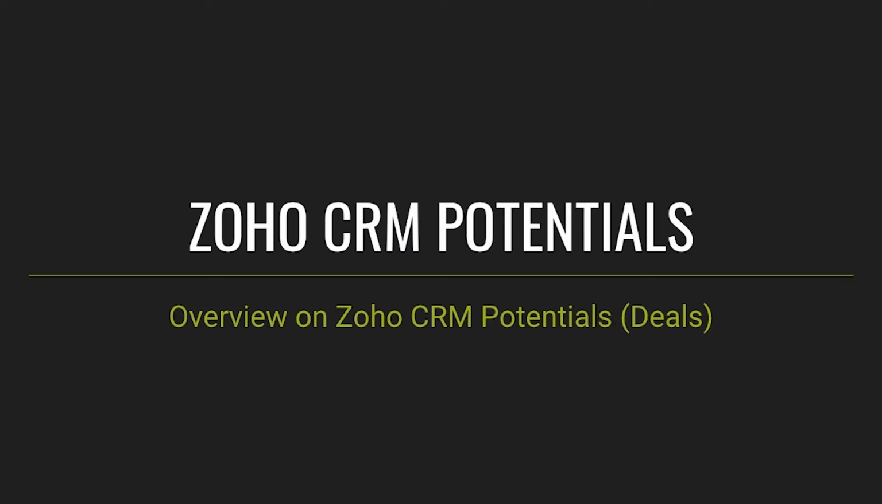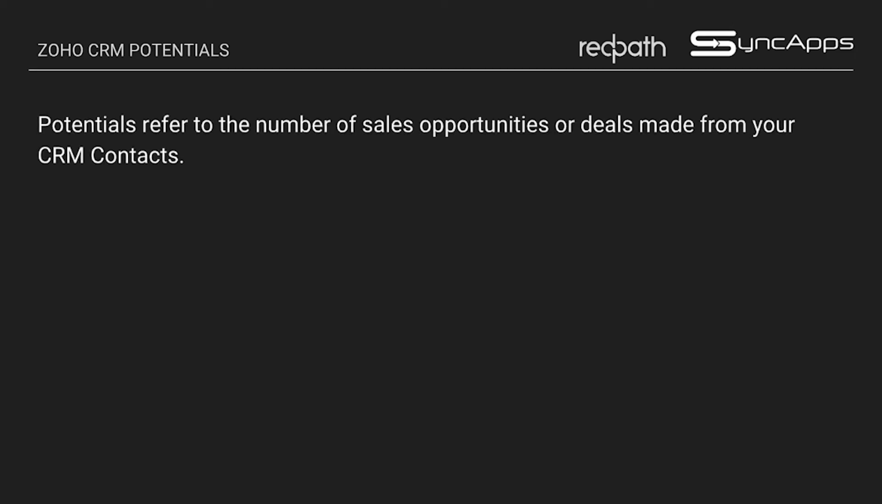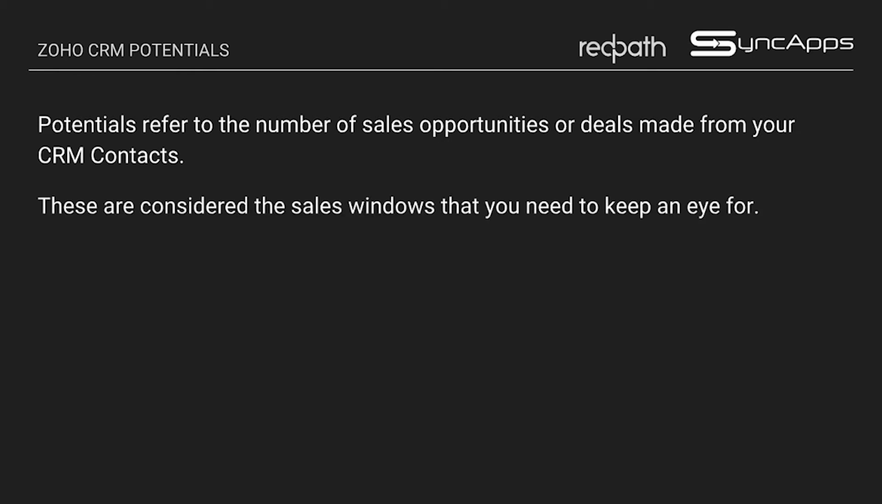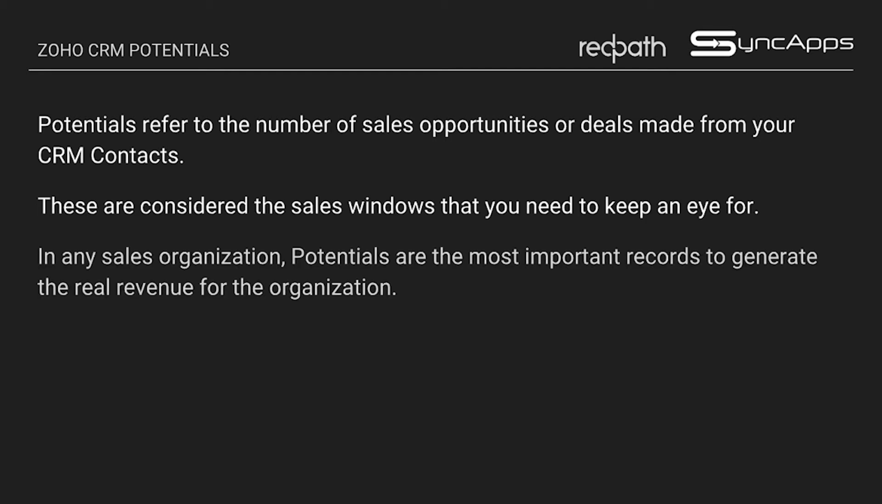So what do you need to know about Zoho CRM potentials? Zoho CRM potentials are also known as deals, and they refer to the number of sales opportunities or deals made from your CRM contacts. These are highly considered as the sales windows that you need to keep an eye for. Basically, the potentials are what makes your sales revenue very important for your business. So in any sales organization, potentials are the most important records to generate the real revenue for your organization.